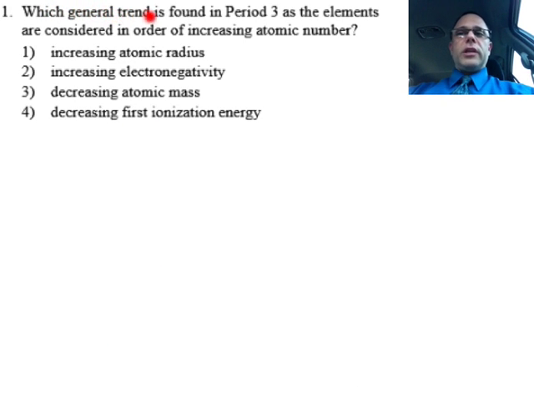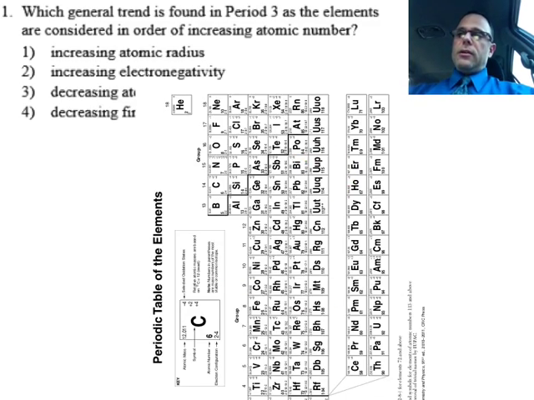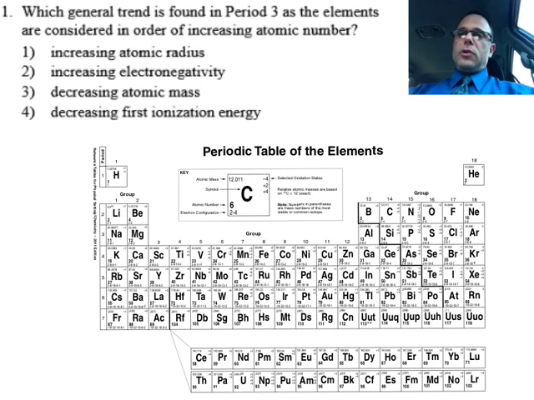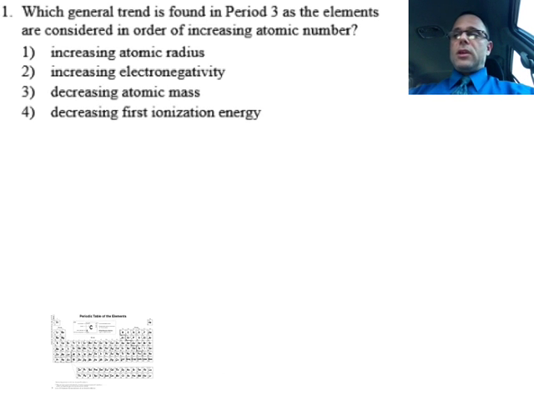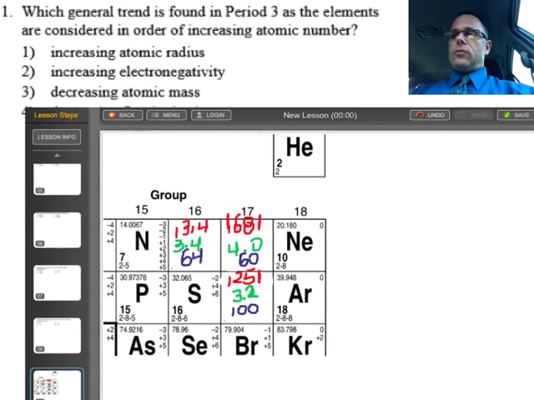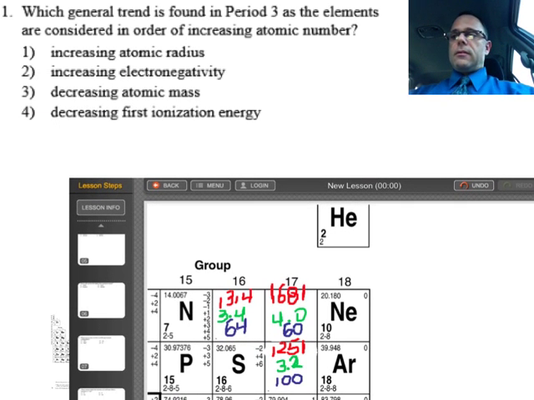Number 1. Which general trend is found in period 3 as the elements are considered in order of increasing atomic number? So period 3, let's take a look at period 3. Here is period 1, period 2, period 3. Now, as you move across period 3, what happens to the atomic radius, electronegativity, atomic mass, or even first ionization energy? Now remember, it really doesn't matter that it's period 3 because we have our handy dandy oxygen, fluorine, and chlorine. So what happens?